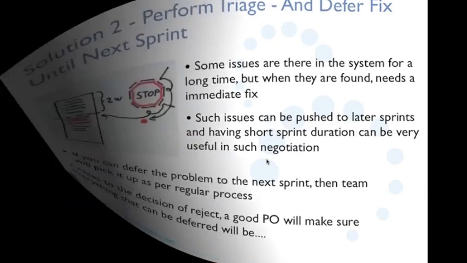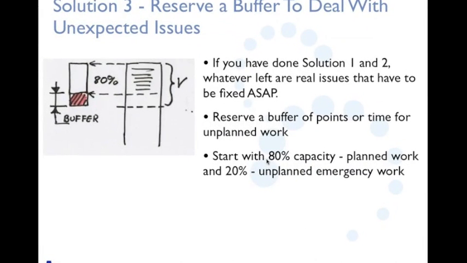Okay, moving on to the third solution. So if you have done solution one and two, assuming that you have done the proper triage, you have rejected a few requests, wherever it was really important, you have pushed it into the next sprint, then whatever is left are real issues that we have to fix now. Okay, which cannot be deferred, cannot be rejected, so we need to fix it.